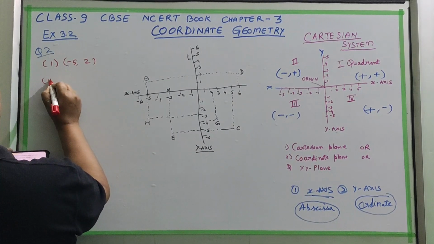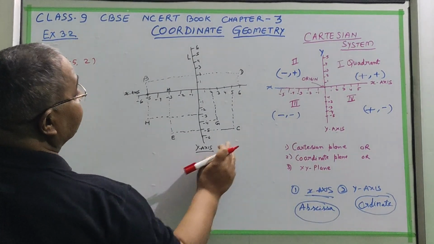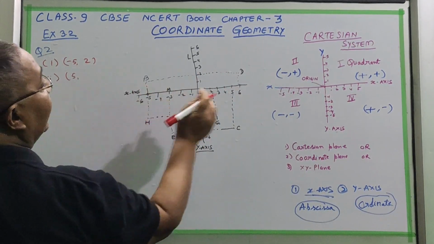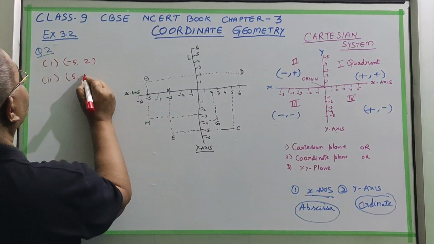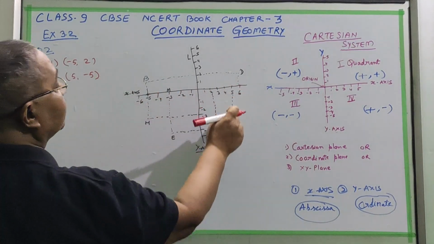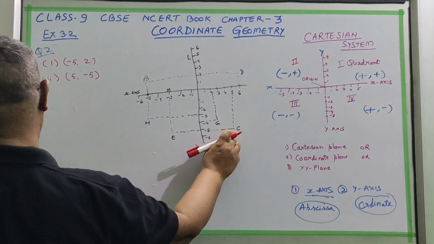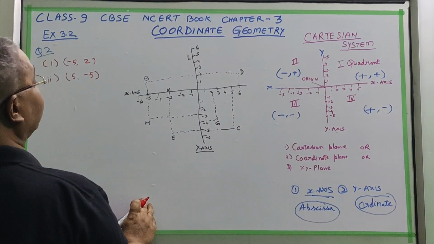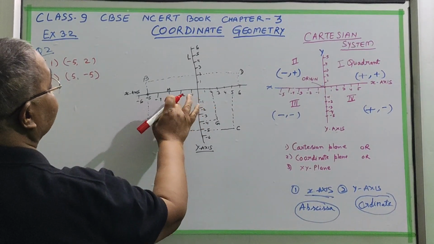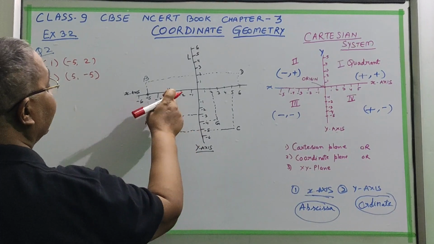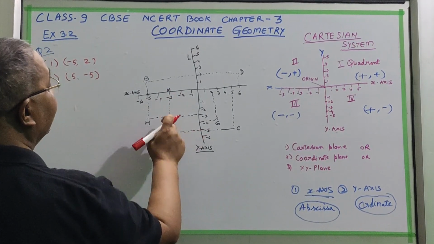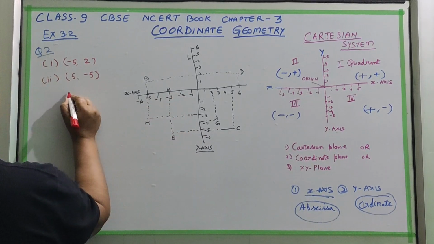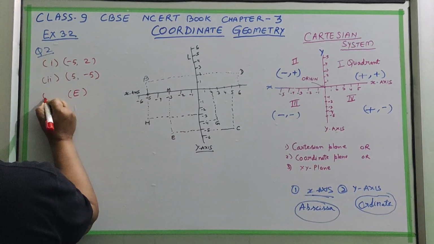Coordinate of C. They want to know C. So first x-axis means 5, then it will come to -5, and then C will come. The point identified by the coordinates -3, -5. So first -3 and then -5. -5 is here. So first -3 will come, then -5. So this point is known as E.